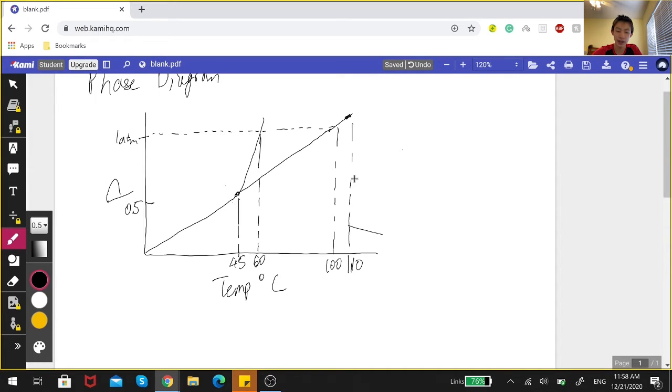Over here we have A, which is solid state. Over here we have C, which is liquid state. And over here we have B, which is gas state. Now S is all of this, G is all of this, and L is all of this.